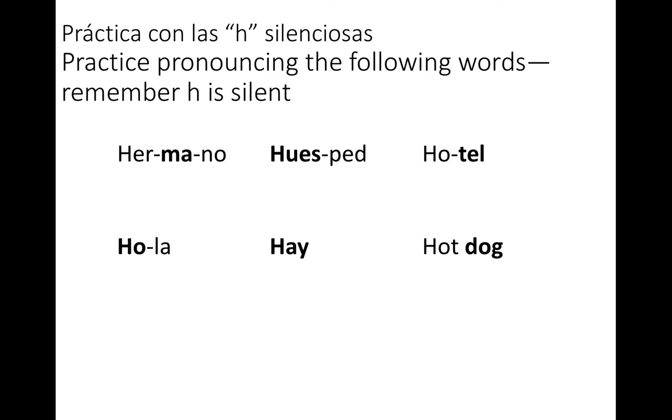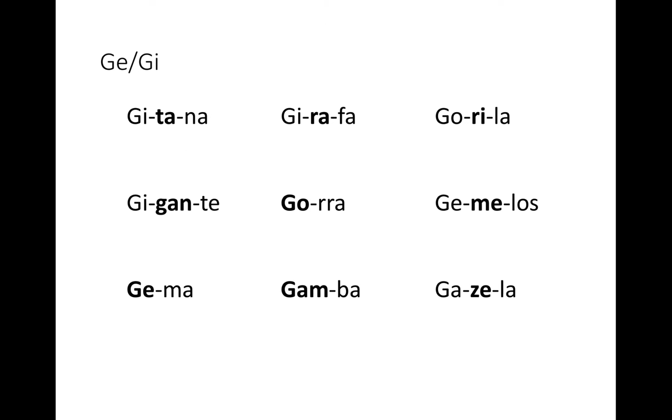Silent H's, go ahead and pause and then practice your pronunciation with me. Hermano, huésped, hotel, hola, hot dog. Remember, there are no sounds to that H letter, but there is an H sound associated with different letters. GE, GI, remember those are the soft ones. They should sound like H, but the GA, GO, GU should sound like G. Go ahead and pause, practice pronouncing, and then play the video.